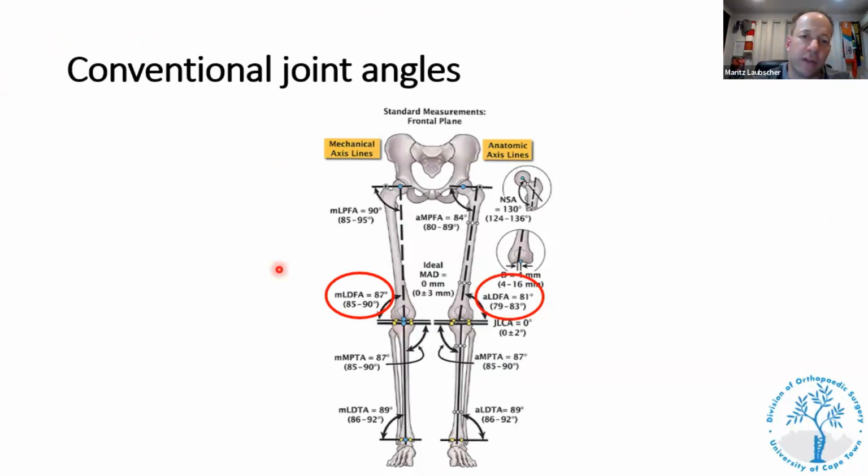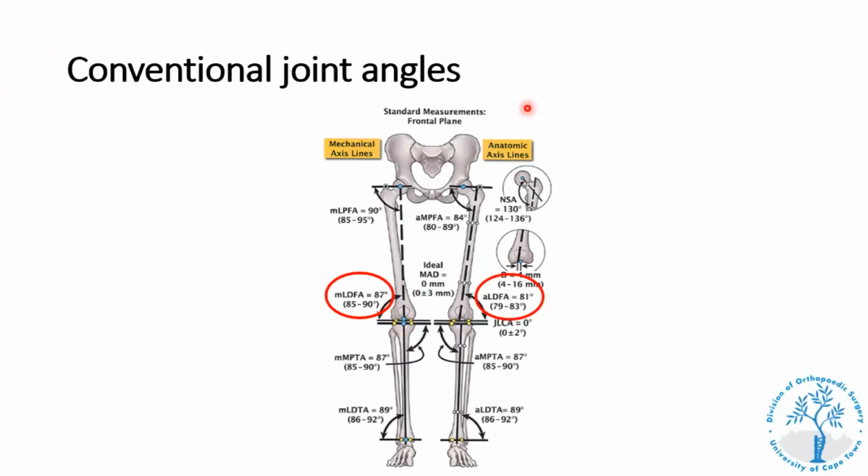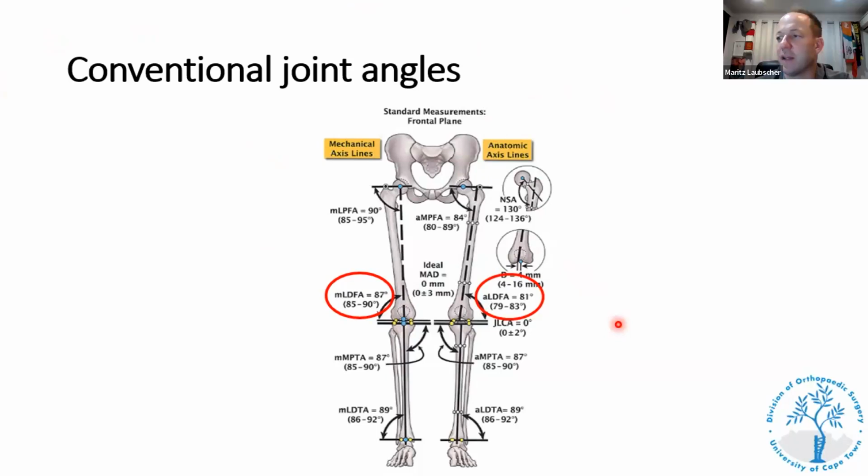Can you tell me where this difference is relevant? The difference between the anatomical and the mechanical lateral distal femoral angle. Prof, that's in a knee replacement if you're doing intramedullary femoral referencing. Yeah, so just explain that to the others.